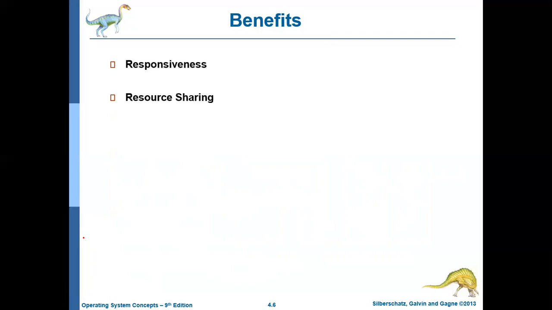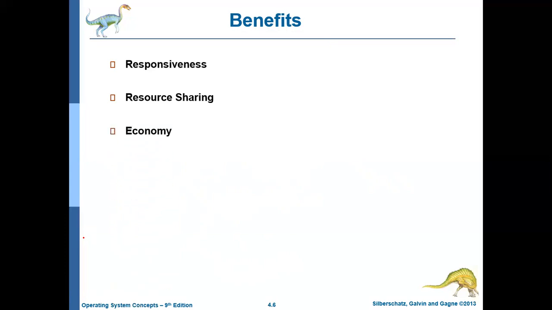The second is resource sharing. So the resources that are allocated to a particular process are effectively utilized when you use multi-threading. Because there are multiple threads, each thread will perform one activity, and it will try to ensure that all the resources are effectively utilized. So the resources allocated to a particular process will be shared effectively.